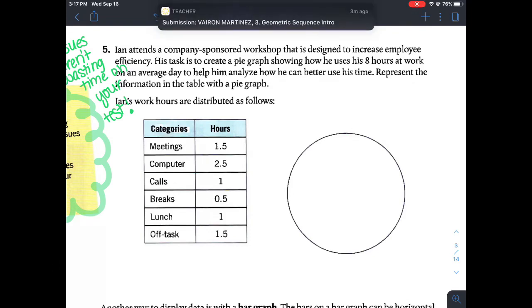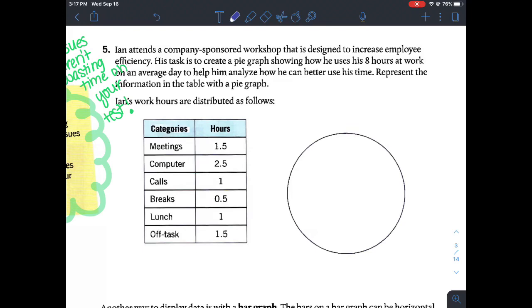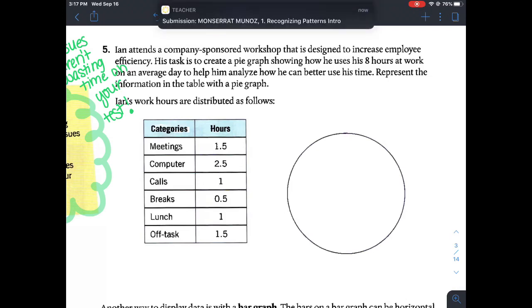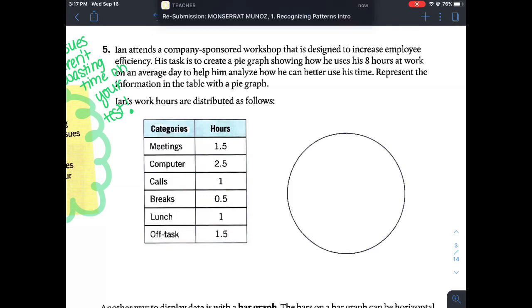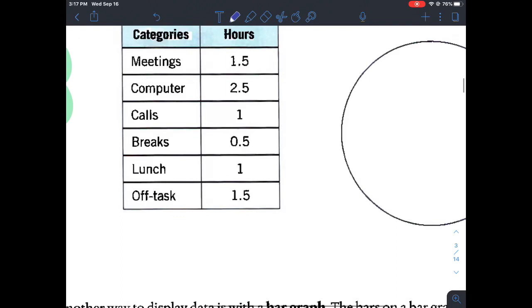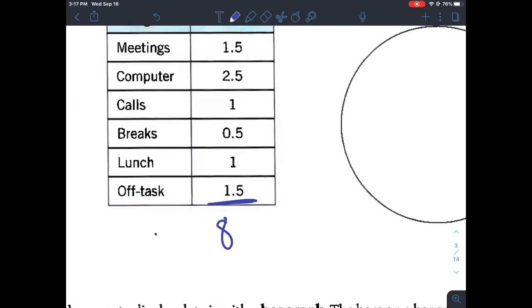So just like the example I just showed you, we need to convert all of these hours into a percent of his day. So remember, part over a whole, so the hours out of his whole work day. If you paid attention carefully in the directions, it says that he works for 8 hours. So that's the total. If you didn't catch that, you can absolutely add up all of these hours. 1.5 plus 2.5 plus 1 plus 0.5 plus 1 plus 1.5 will give you 8 hours. So total 8 hours.